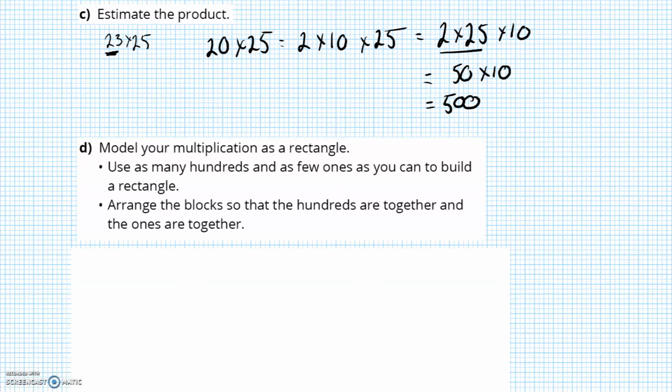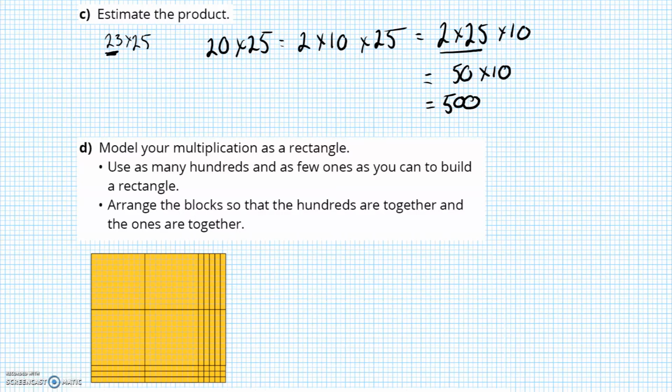The next thing we're asked to do is to model the multiplication as a rectangle. The objective here is to use as many hundreds and as few ones as you can to build a rectangle, and then arrange the blocks so that the hundreds are together and the ones are together. And we've done this in advance so that you can see what we've got here. Each of these blocks is 10 high as well. And then on the end here, this section is 5. And going down this way, you can see we've got 3. So we've got a total of 23 on the side and 25 across the top. So that's what we're looking to accomplish in our equation.